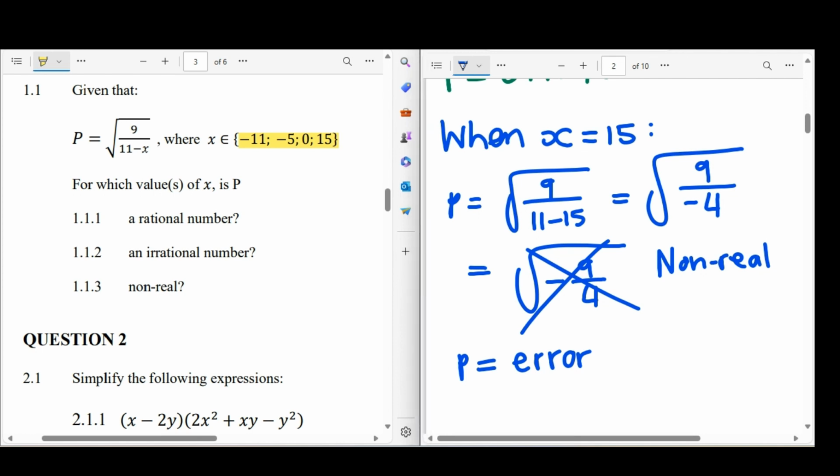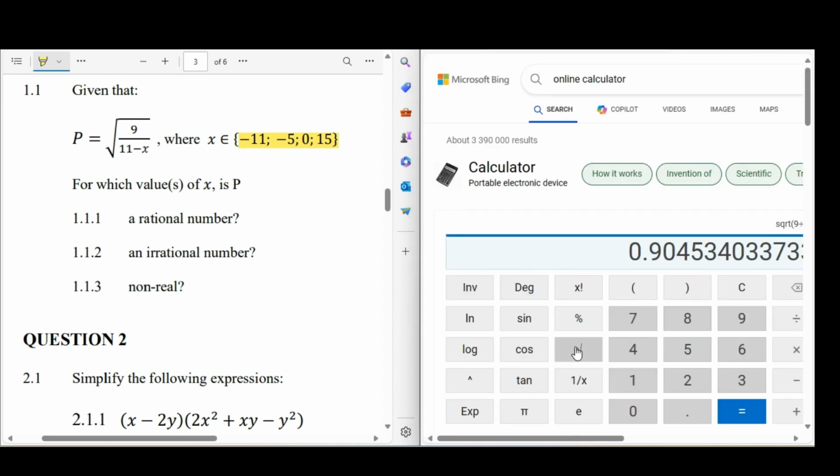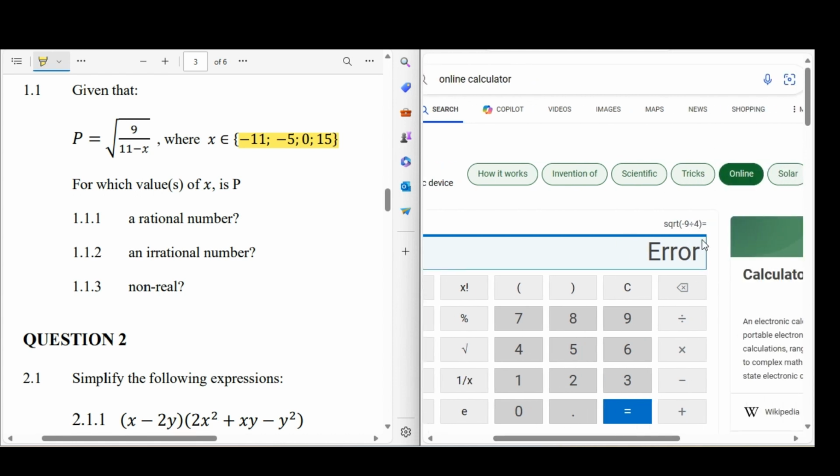But let's just test it just to be sure. So the square root of 9 divided by minus 4. Yeah, I don't even think it's that. Let me do it. Let's try again. Square root of negative 9 divided by 4. Yeah, see, so we get an error. So you can't work out the square root of a negative number.